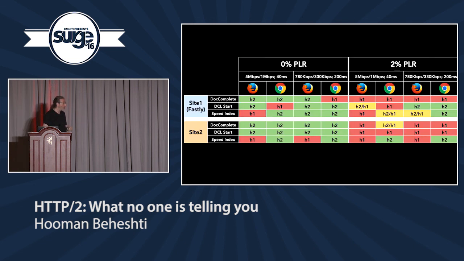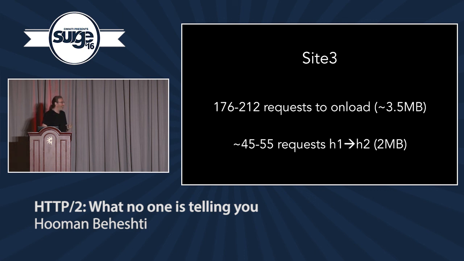This is what it looks like on our scorecard. H2 fares relatively well with 0% packet loss, but again, I don't like those reds there. And certainly a lot of red with 2%. I think the point is becoming clearer, but I'm going to keep driving it, so I'm going to do a third site. And with the third site, this is a media site.